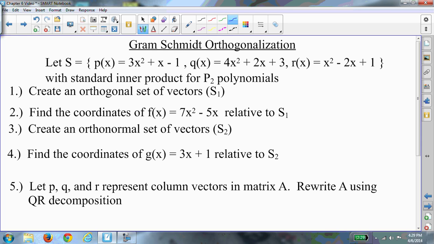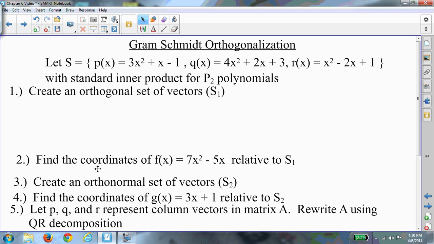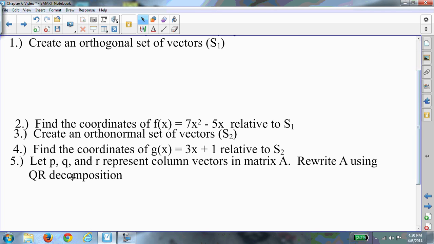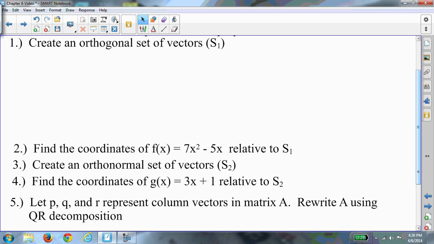Okay, a process that we talked about in this unit was what's called the Gram-Schmidt orthogonalization process. So I'm going to use this to actually talk about orthogonal vectors, orthonormal vectors, and so on. This is going to be a fairly long slide. So I have S being defined by three polynomials, P(x), Q, and R, and we're going to use a standard inner product for P2 polynomials. We're going to start by creating an orthogonal set of vectors, and then I will orthonormalize them later, and this way I can talk about how to find coordinates relative to our basis set using inner products instead of using an REF.